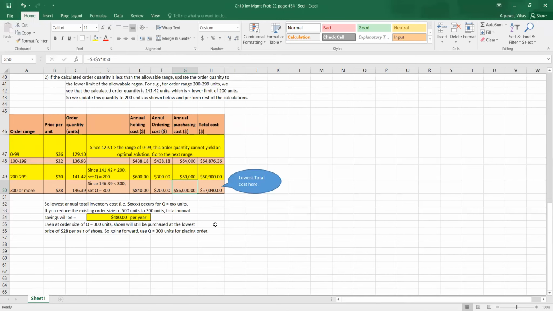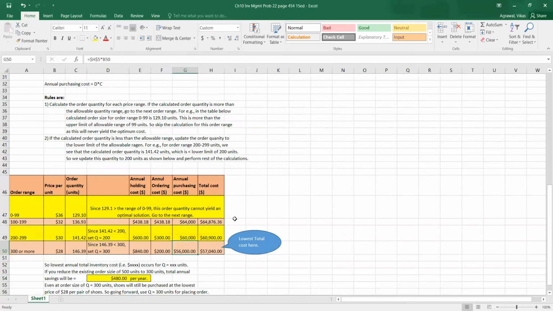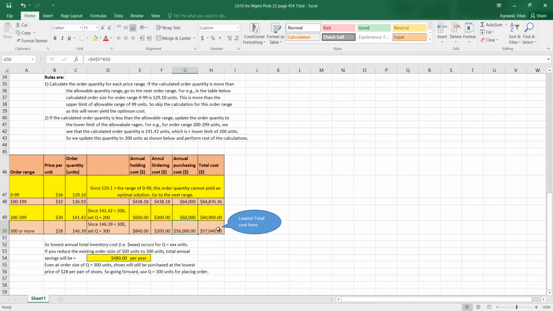Okay, $57,040, which is less than 57,520, right? So it's going down. So this is the lowest cost so far we have obtained. So I'm going to say that the lowest annual total inventory cost of $57,040.00 occurs for Q equals 300 units.